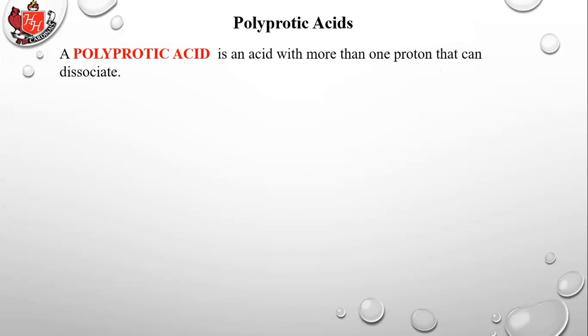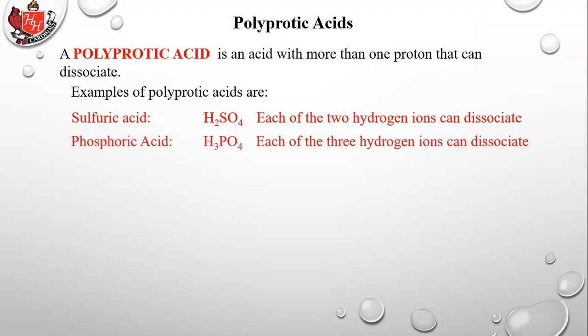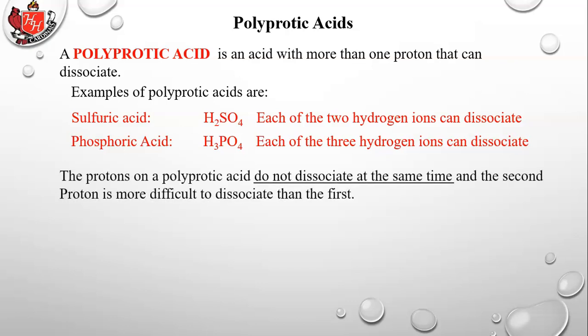A polyprotic acid is an acid with more than one proton that can dissociate. Examples of polyprotic acids are sulfuric acid, H2SO4. Each of the 2 hydrogen ions can dissociate. And phosphoric acid, which is a weak acid. It has 3 protons, 3 hydrogens, and each of the 3 hydrogen ions can dissociate. The protons on a polyprotic acid do not dissociate at the same time. The second proton is more difficult to dissociate than the first.